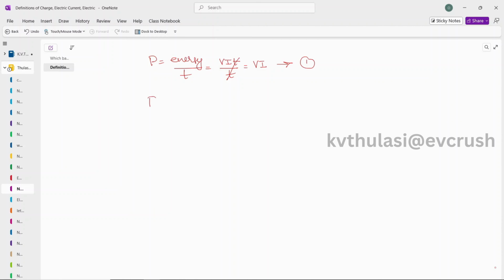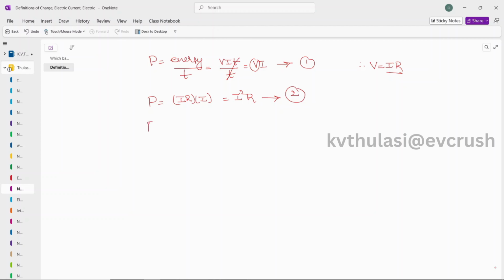And one more formula of power I want to express only in terms of current. We have the formula V is equal to I into R. From Ohm's law we have voltage V equal to I into R, and this is once again multiplied with current. Current into current, I can write down as I square R. This is also a formula for power, the second formula.